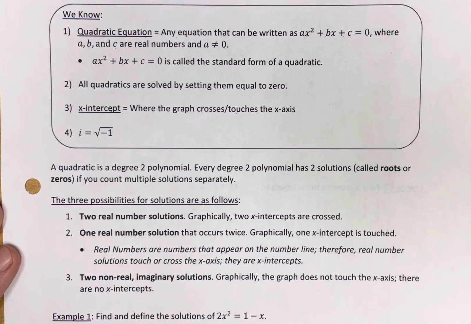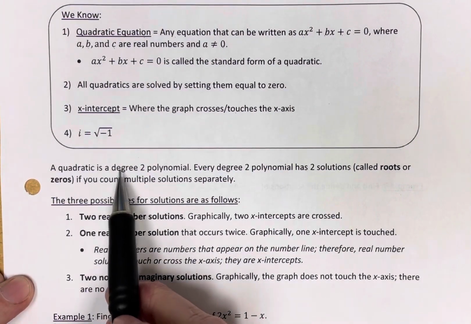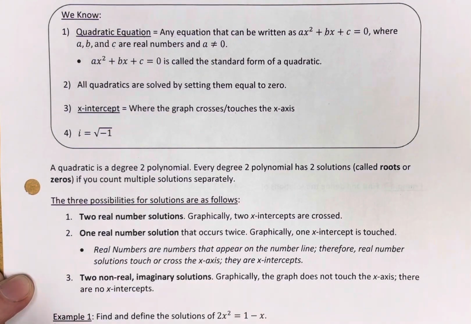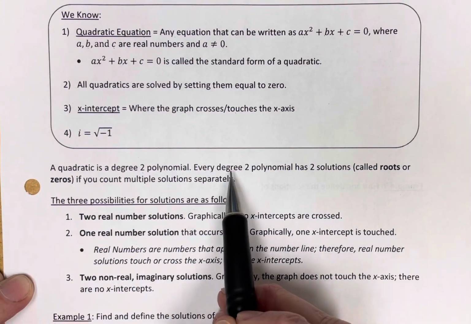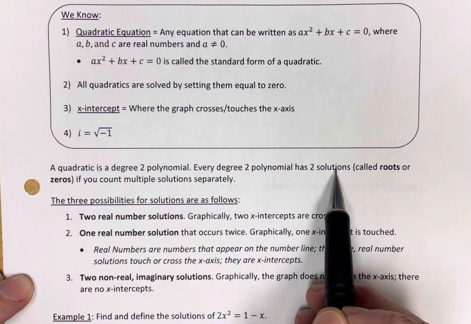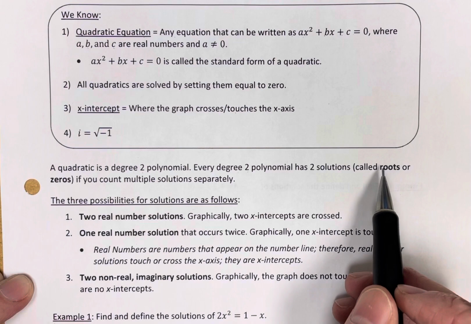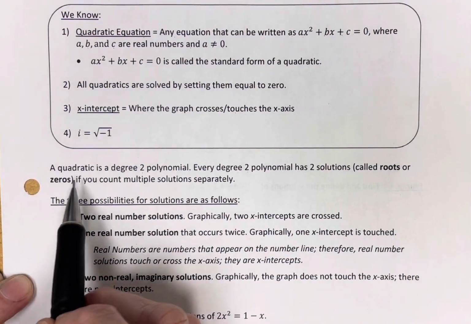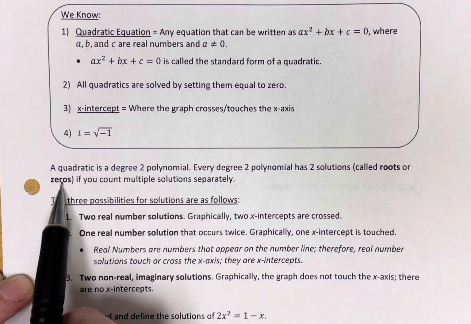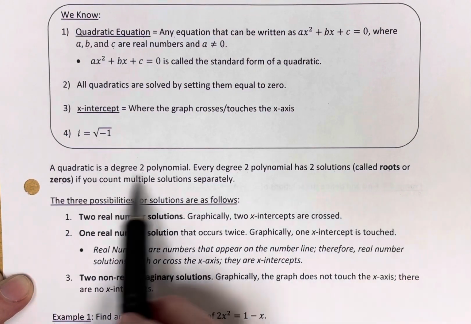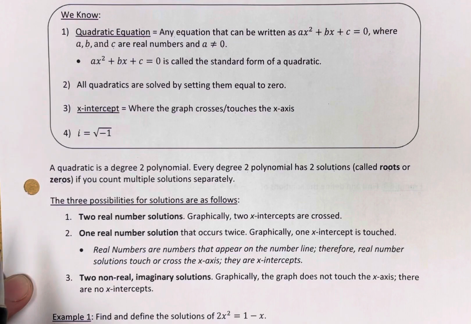All right. A quadratic is a degree 2 polynomial. Every degree 2 polynomial has 2 solutions. And those solutions are called roots, or they're called zeros. As we get further into the course, we'll be primarily calling them zeros. But when it comes to polynomials, solutions, roots, zeros all mean the same thing.